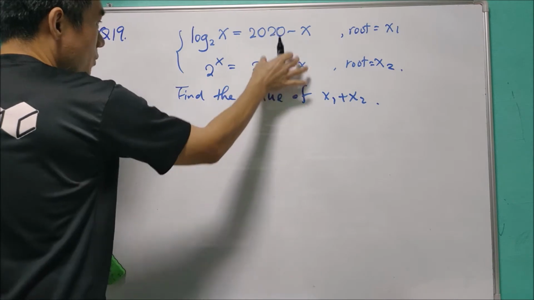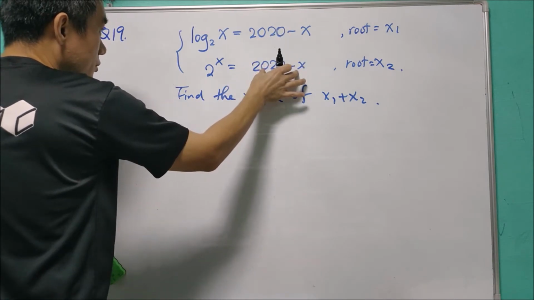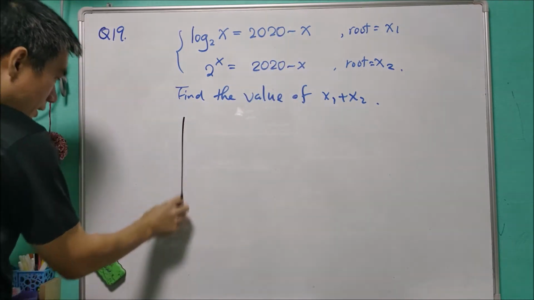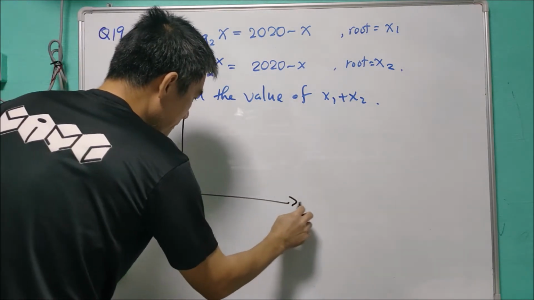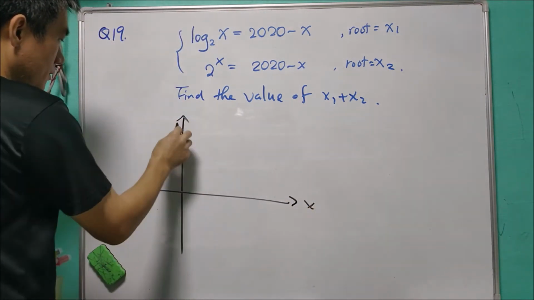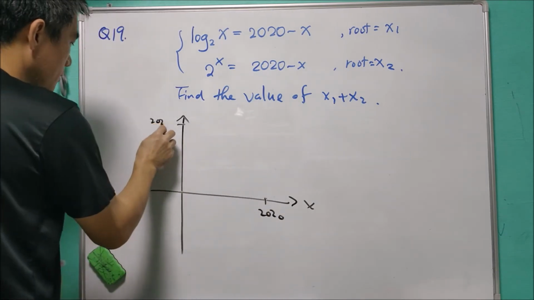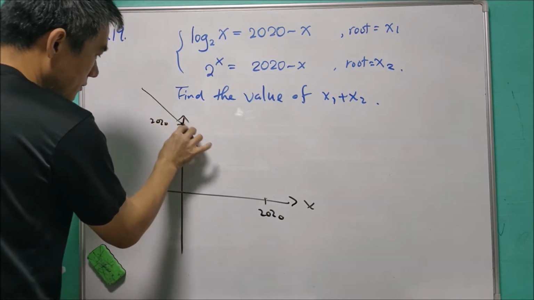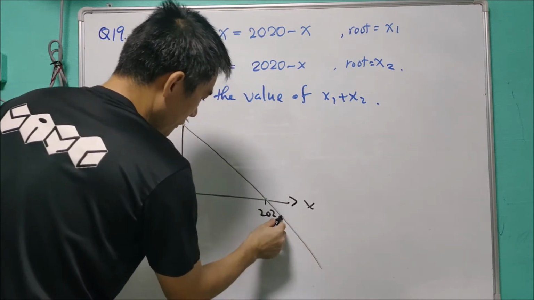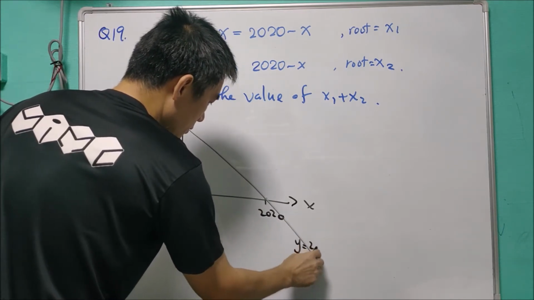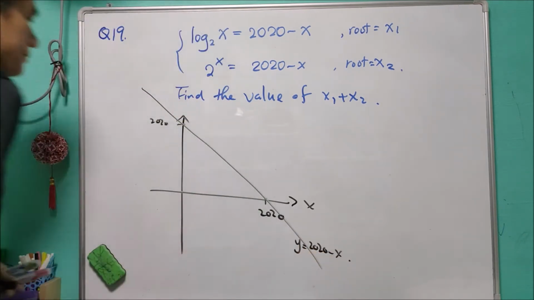Each of them has y equals to 2020 minus x. It is a straight line. Maybe we draw out the straight line. So let's say this is 2020, 2020. That is the straight line, y equals to 2020 minus x.